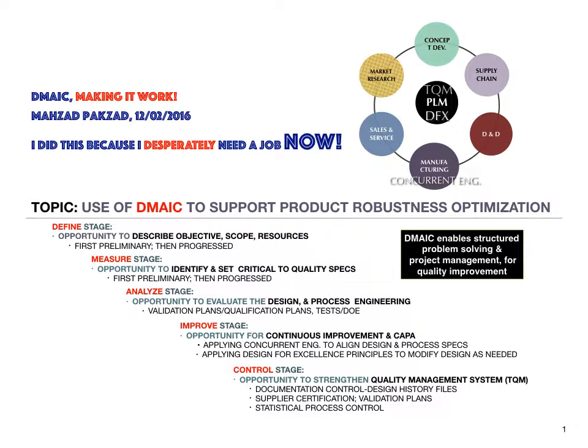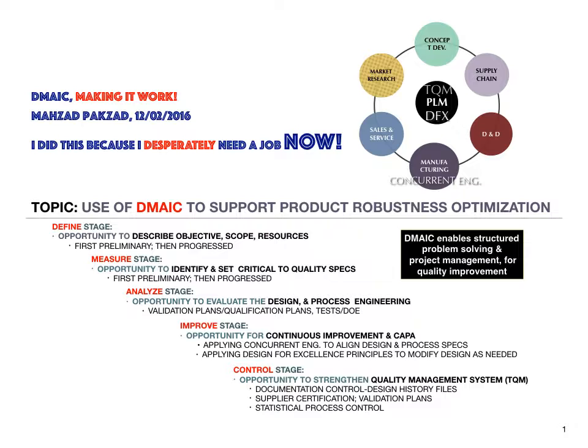Topic: Use of DMAIC to support product robustness optimization. DMAIC enables structured problem solving and project management for quality improvement. Define stage: an opportunity to describe objective, scope, resources. First there will be preliminary, then progress stages.